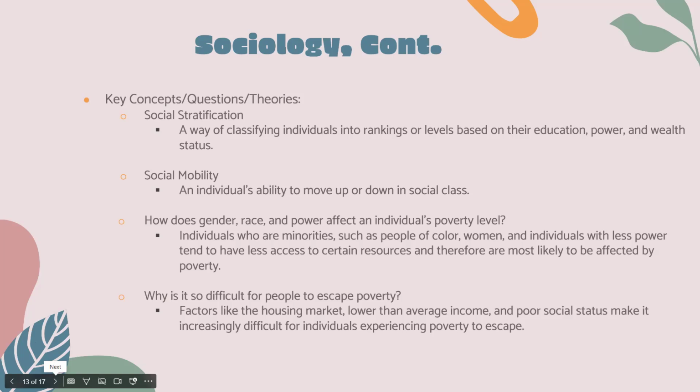Some questions are, how does gender, race, and power affect an individual's poverty level? So individuals who are minorities, such as people of color, women, or individuals with less power, tend to have less access to certain resources, and therefore they are most likely to be affected or experience poverty the most.